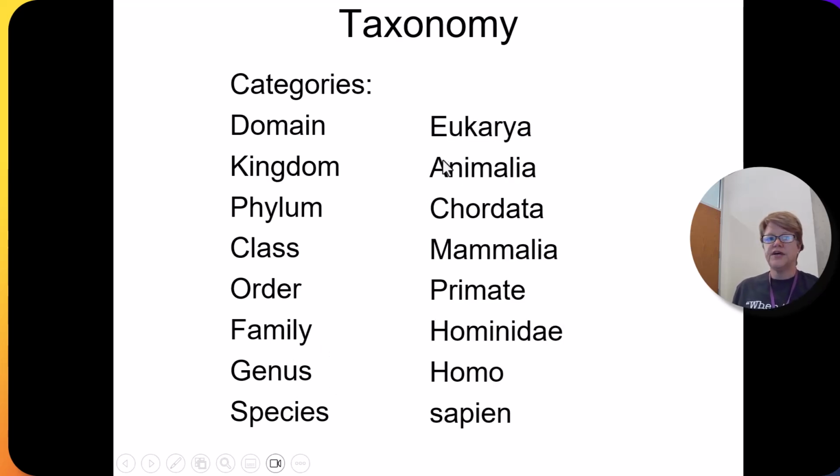So just for fun, you don't have to memorize what's on the right. You do have to memorize what's on the left. What's on the right are the names of the categories for human. Domain Eukarya, kingdom Animalia, phylum Chordata, class Mammalia, order Primates, family Hominidae, genus Homo, and species sapiens. So that's just an example. But you do need to know the names of the categories in order from broadest to most specific.